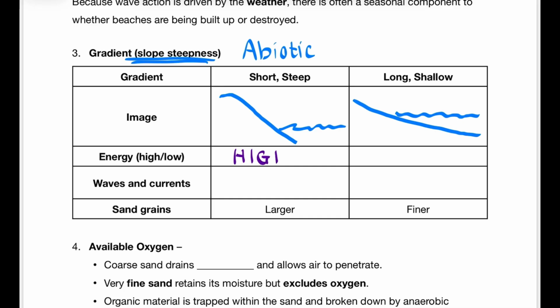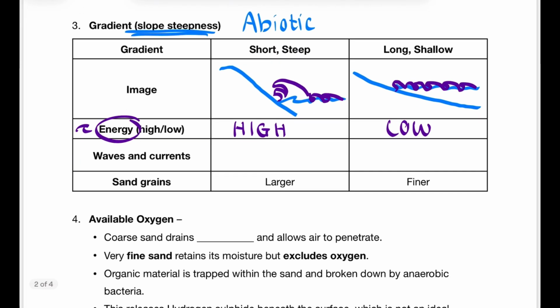Alright, so when we are looking at our short steep gradients, we are going to have a high energy. So when we're talking about energy, we're talking about the waves specifically. So that means that these waves would come in and they would break on the shore with a lot of energy. These ones will be low energy waves because as they come up onto the shore, they'll simply just spill over. They won't have these big plunging waves. Okay. Alright, you can leave out the waves and the currents for now.